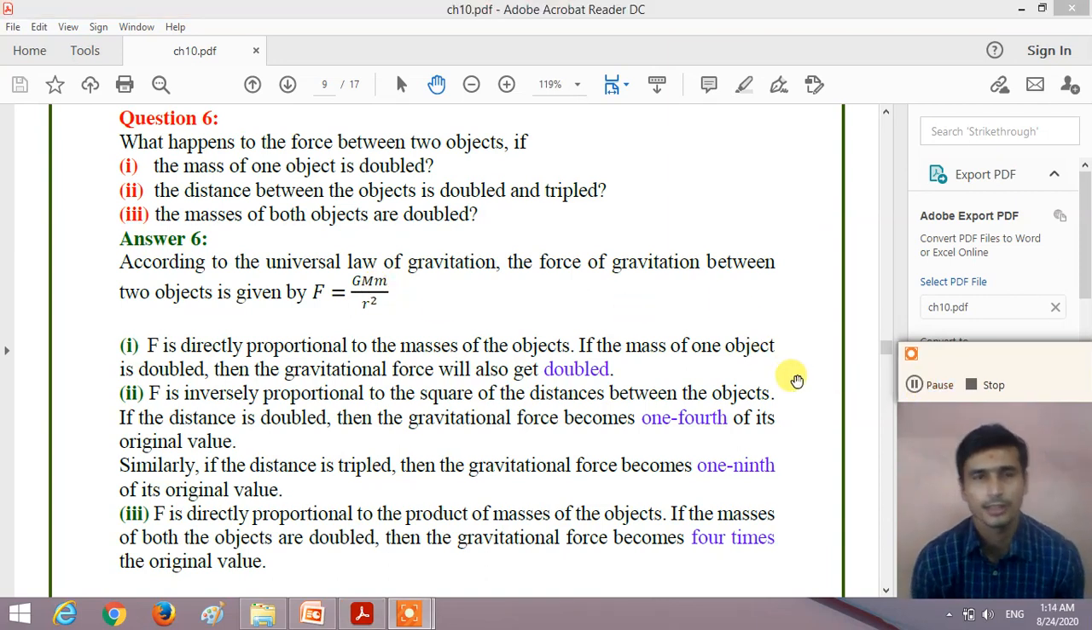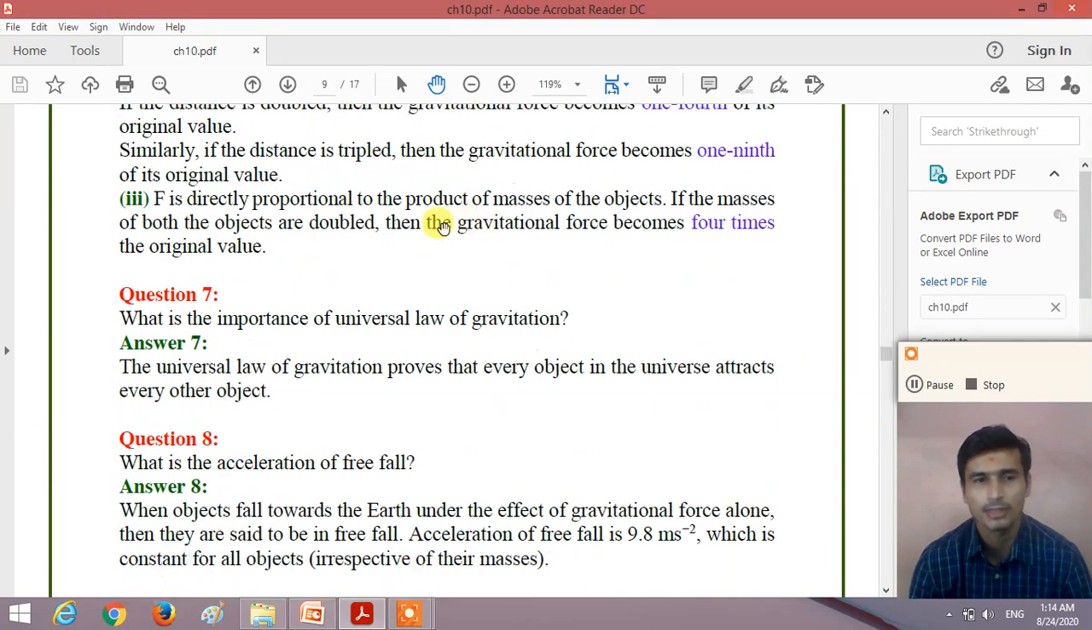So dear students, understand the answer to question number 6 regarding the universal law of gravitation. The universal law of gravitation states that the gravitational force between two objects is directly proportional to the product of their masses and inversely proportional to the square of the distance between them. Right? Now, question number 7.